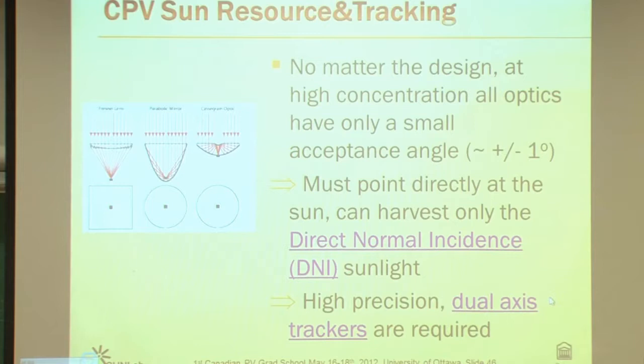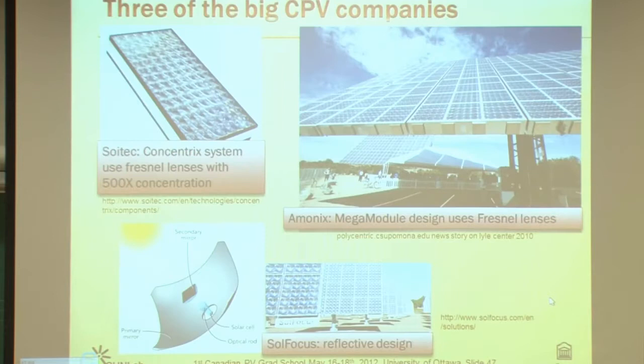That is true. Some of the big companies, some examples of what's out there. These are the big three, Soitec. They use the double bounce mirror. No, I'm sorry, they don't. It's a Fresnel lens at 500 times concentration. Amonix as well is a Fresnel lens system. These guys have designed big. They call these things mega modules, and they get mounted by huge cranes onto huge trackers. Impressive, if you can go online and see them moving around.